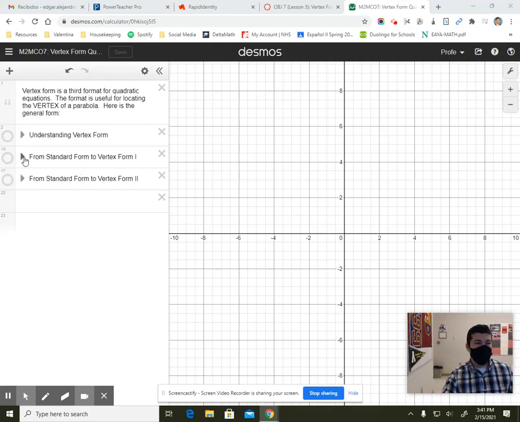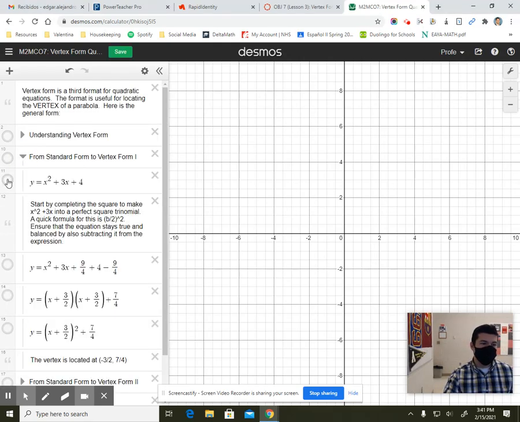Let's talk about how to go from standard form to vertex form. So let's choose a tough one. Let's say we've got x squared plus 3x plus 4. You're familiar with a, b, and c.